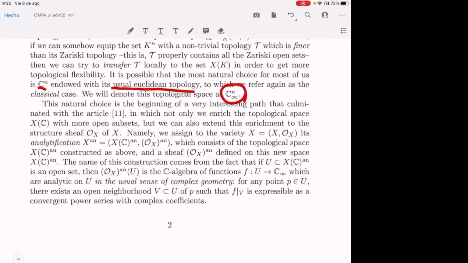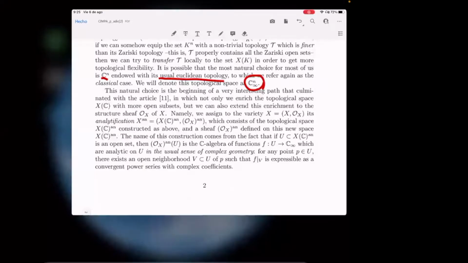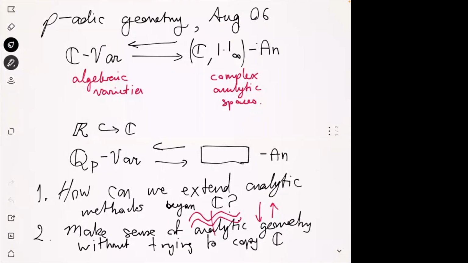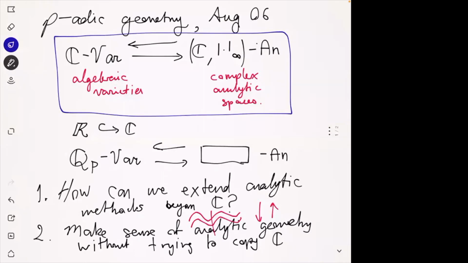So as I said, this is just the beginning of this path, right? It's an analytification path. In fact, infinity is disguised here. I can try to change this pair by a topological field instead of looking at it as a field together with an absolute value. Right, it is the same thing. So these are complex analytic spaces.